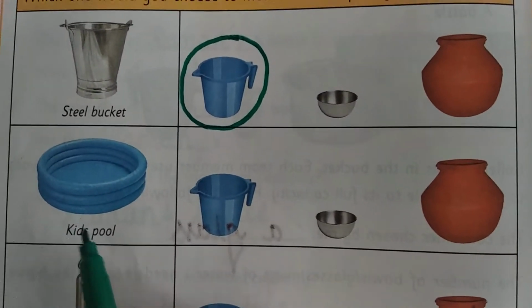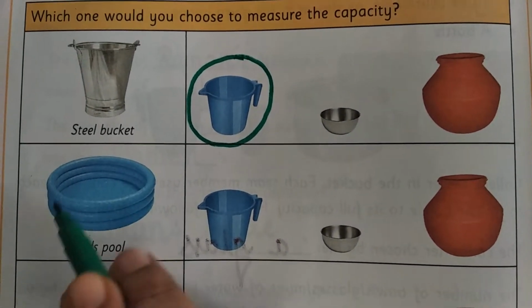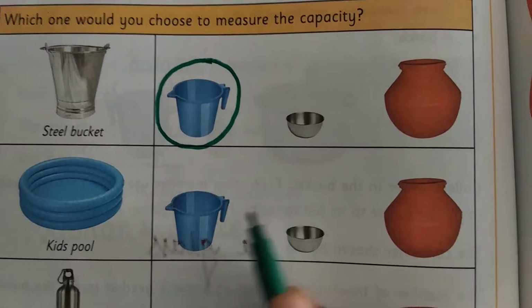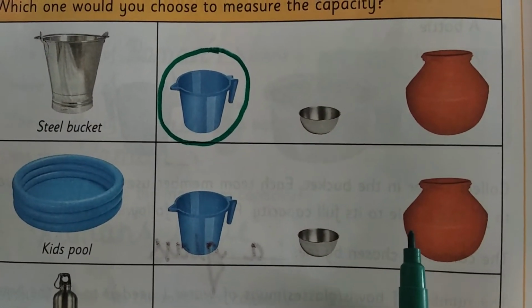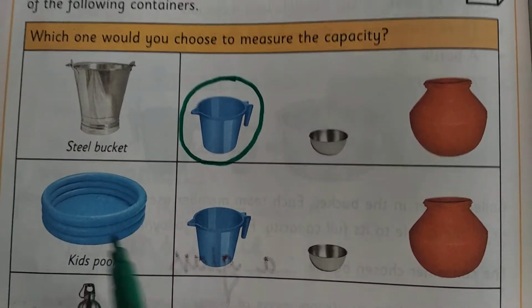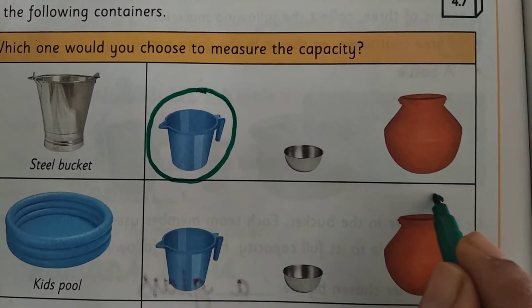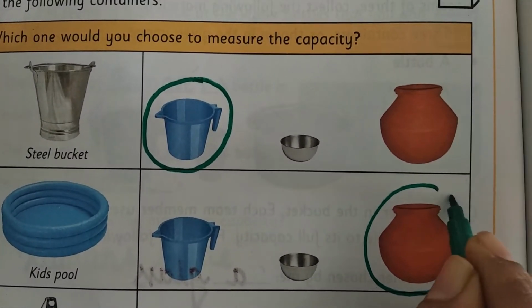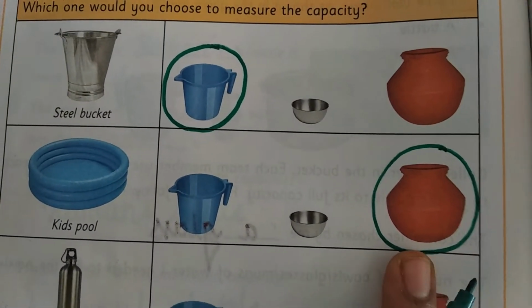And see the second one, Kana, kids pool. This is a small kids pool. To fill this, out of these 3, which one will help you to fill this kids pool? Yes, the pot we can use for this pool. So here we can circle this pot.